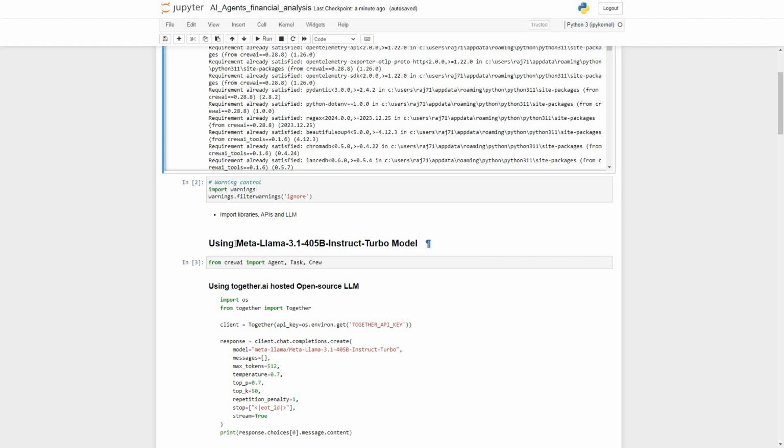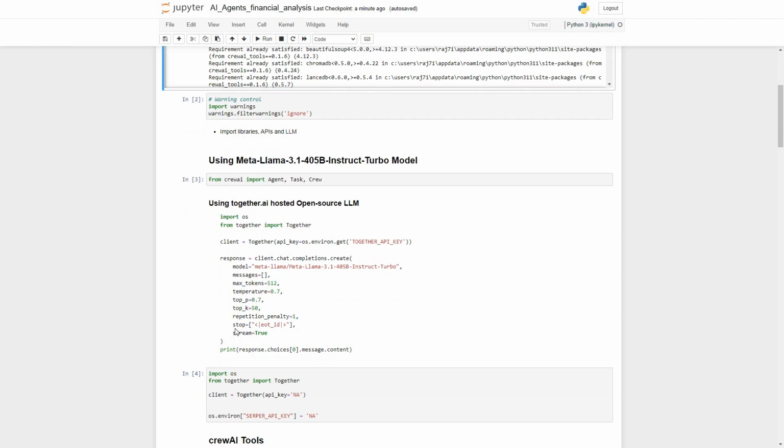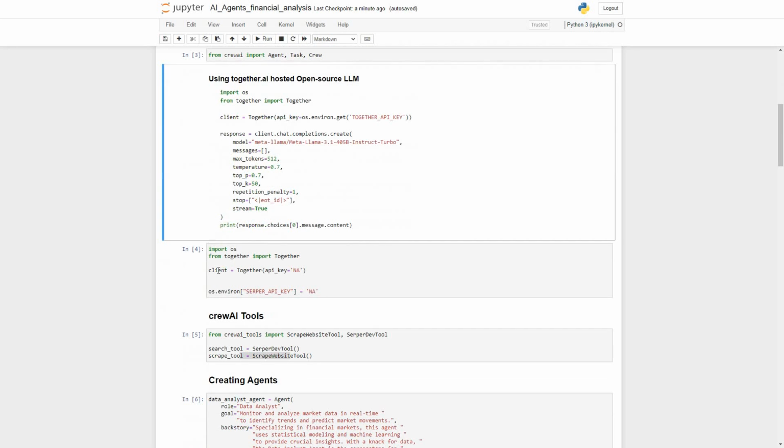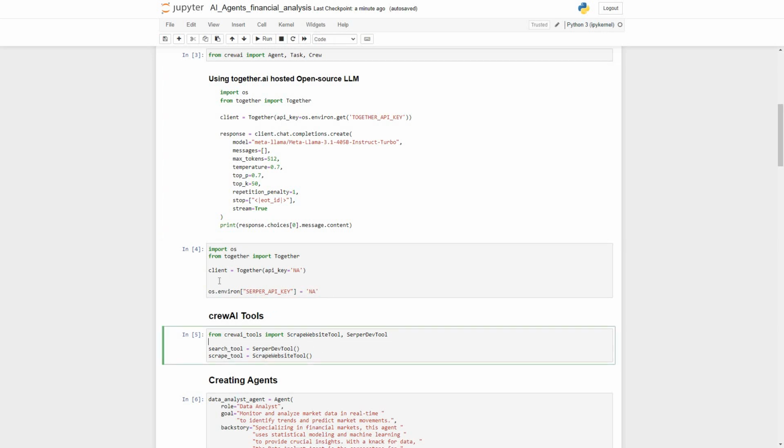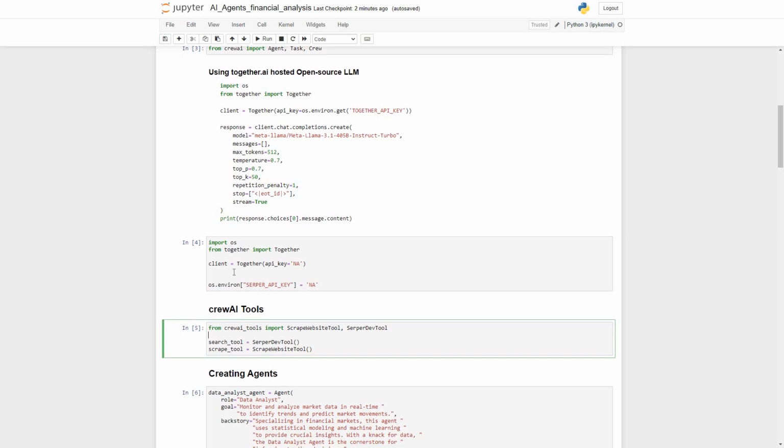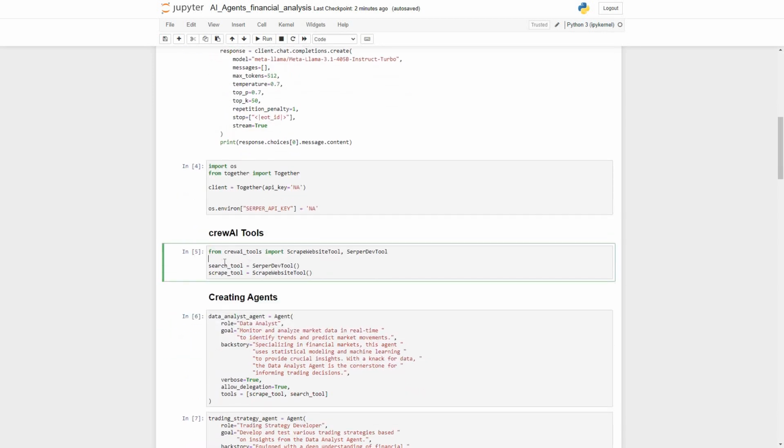Here we are going to use the Meta Llama 3.1 405 billion instruct model, and this is a way to use that model. Here we are going to pass in parameters. We have to provide the Together API key to use that model. And because we are using the Serper API key to scrape websites like Google, we have to provide the Serper API key. From Crew Tools, we are also using a search tool and a scraper tool.